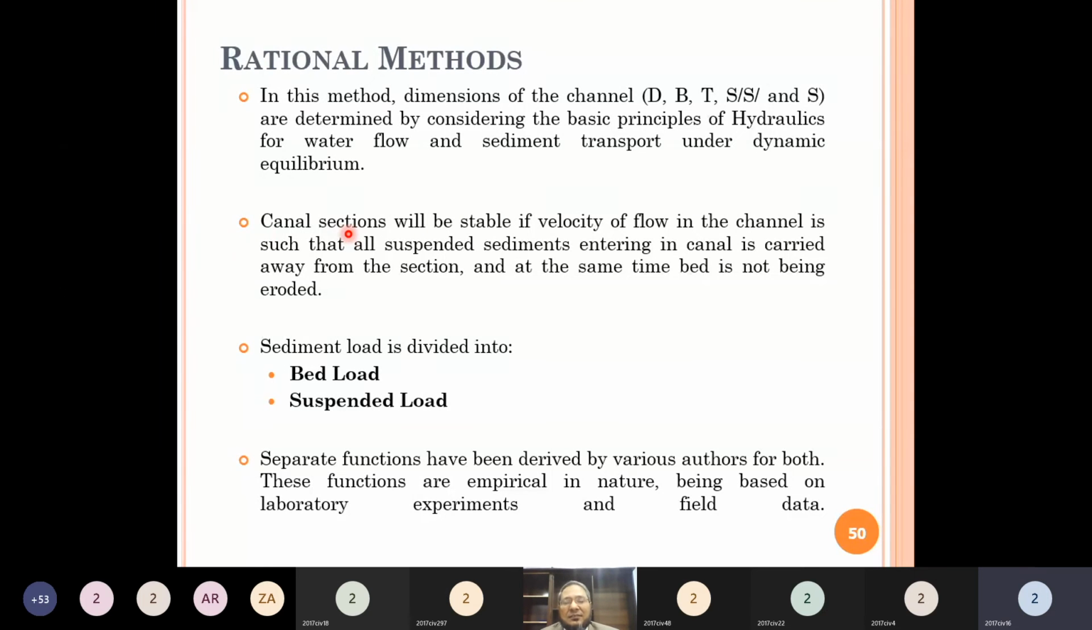अच्छा, इसमें how we can design an alluvial channel? We have two main problems of the alluvial channel. One is the scouring of the channel, and second is the silt deposition in the channel. तो वो दोनों को हम कैसे एड्रेस कर सकते हैं? हमारी वेलोसिटी ऑफ फ्लो कितनी होनी चाहिए बाय रैशनल मेथड?